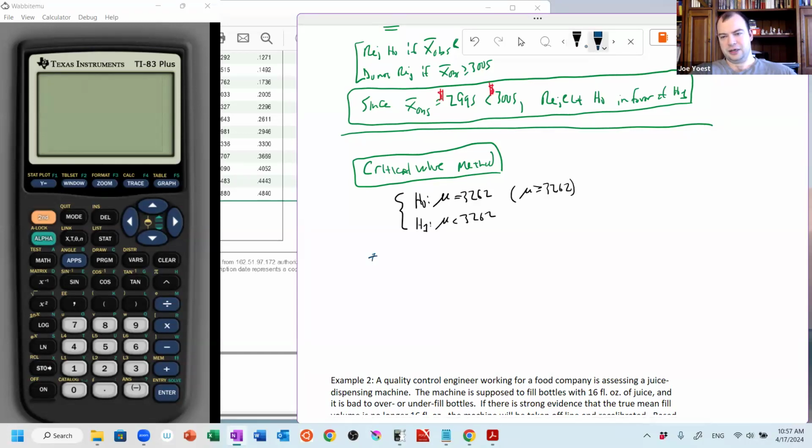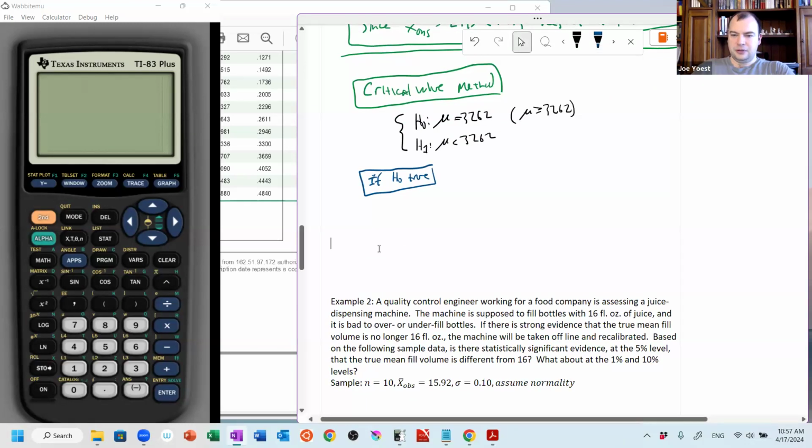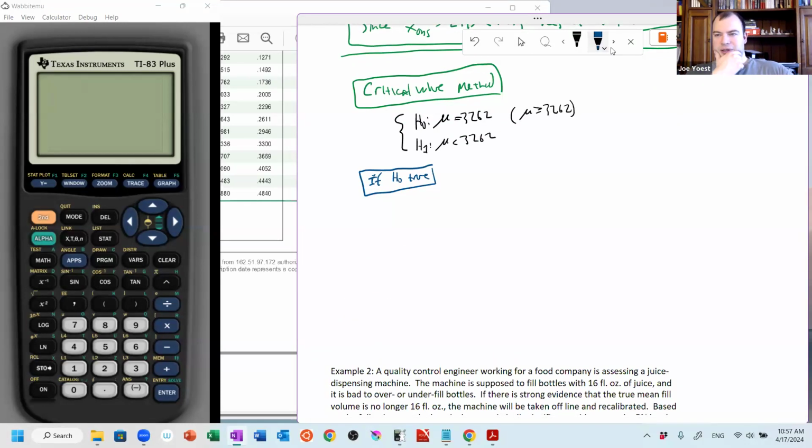And then as always, I say if H naught is true, then I can do two things. I can first note that this is a left tail test. Again, because of this mu less than 3262, only an X bar observed that's far to the left would be strong evidence in favor of the alternative, and X bar observed far to the right would not be strong evidence in favor of the alternative. So this is a left tail test.